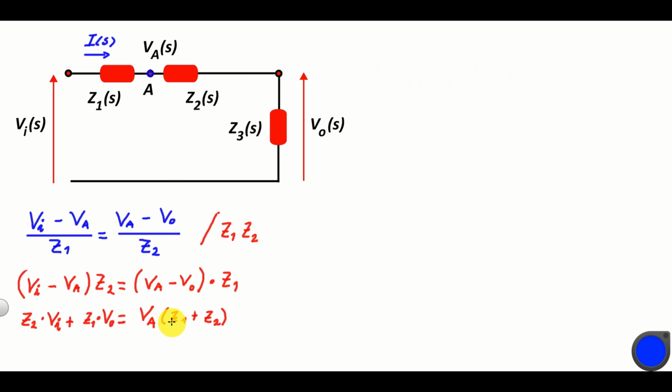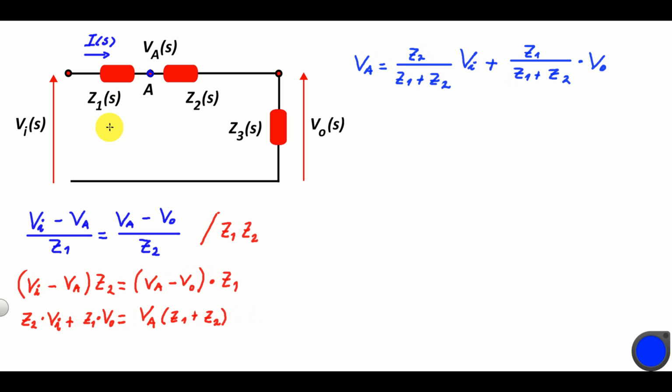Next, from this equation, we can express VA like this. VA is equal to Z2 over Z1 plus Z2 multiplying VI, plus Z1 over Z1 plus Z2 multiplying VO. In this way, we were able to express the potential of this point A as the sum of the potentials VI and VO.